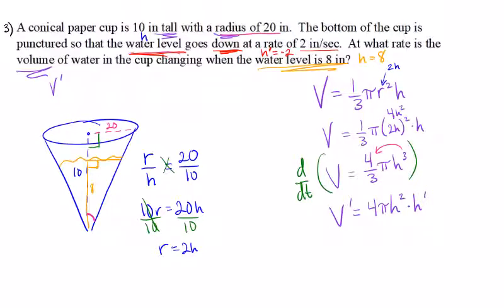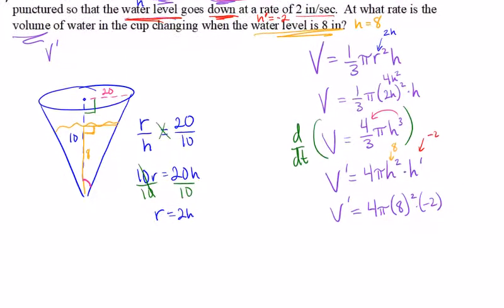So we know that H prime is -2, right? We know that H at this point is 8, right? So the water level is always changing, but at the point where we want to find V prime, the height is 8, right? That's what they tell us. And so now we just plug all that in, and we are going to find V prime. Oops, -2 there.